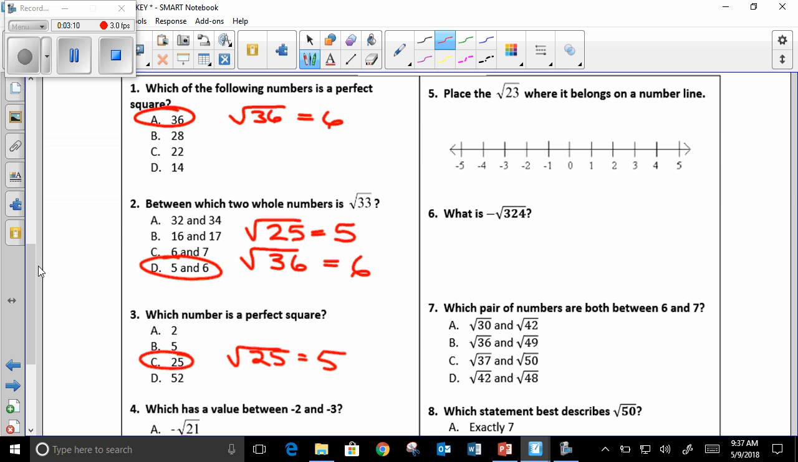Number 5, place the square root of 23 where it belongs on the number line. Well, the square root of 16 is 4, the next perfect square would be 25, which equals 5. 23 falls in the middle between 4 and 5. So it's somewhere between 4 and 5. Number 6, what is the negative square root of 324? Negative 18.